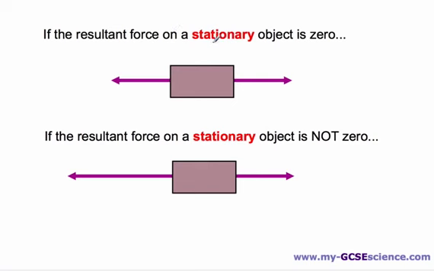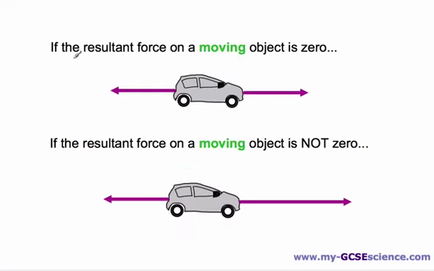If the resultant force on a stationary object, in other words, an object that's not moving to start off with, is zero, so these two forces are balanced, the resultant force is zero, then this object will not move. If the resultant force on a stationary object is not zero, in other words, we've got one force bigger than the other, then this object will accelerate. If you look at the resultant forces on a moving object, if they are zero, then it's very important to remember that this will be moving at a steady speed.